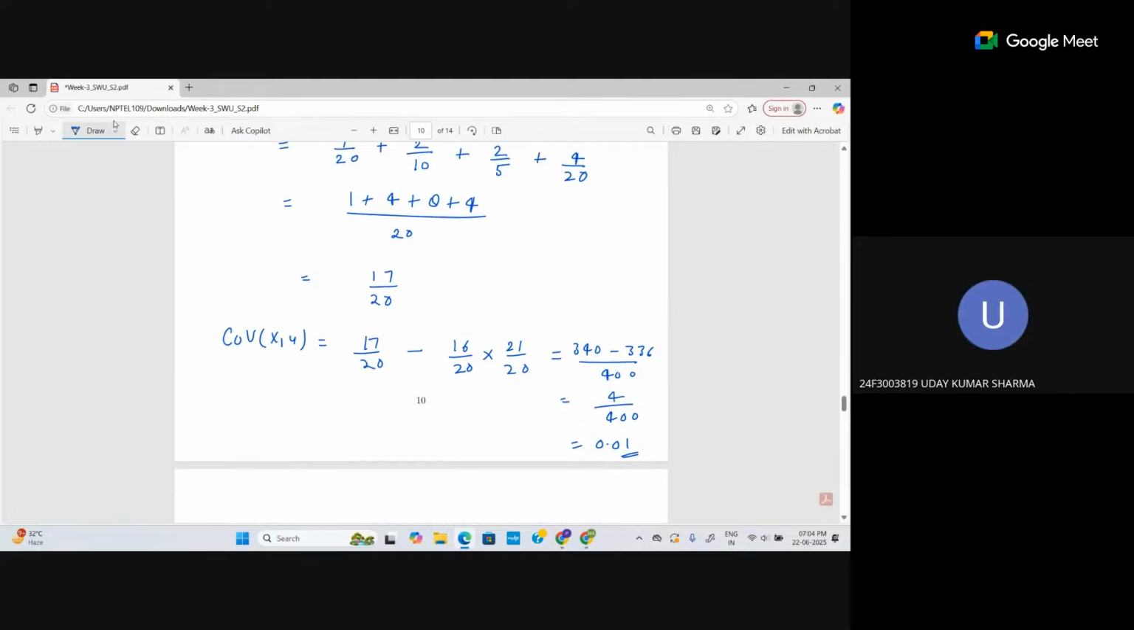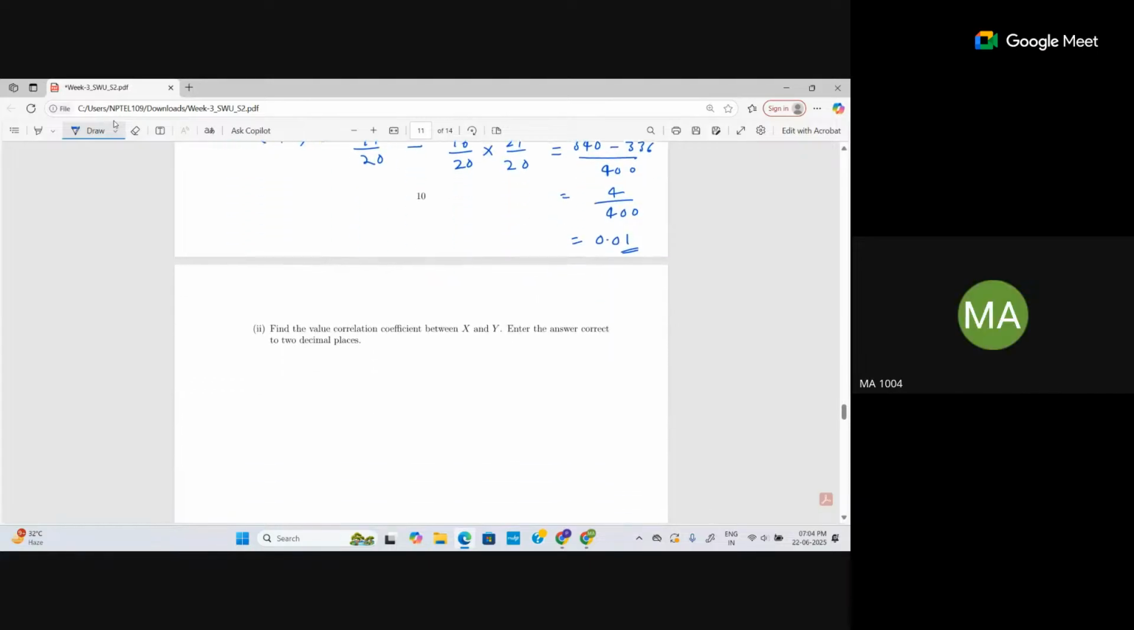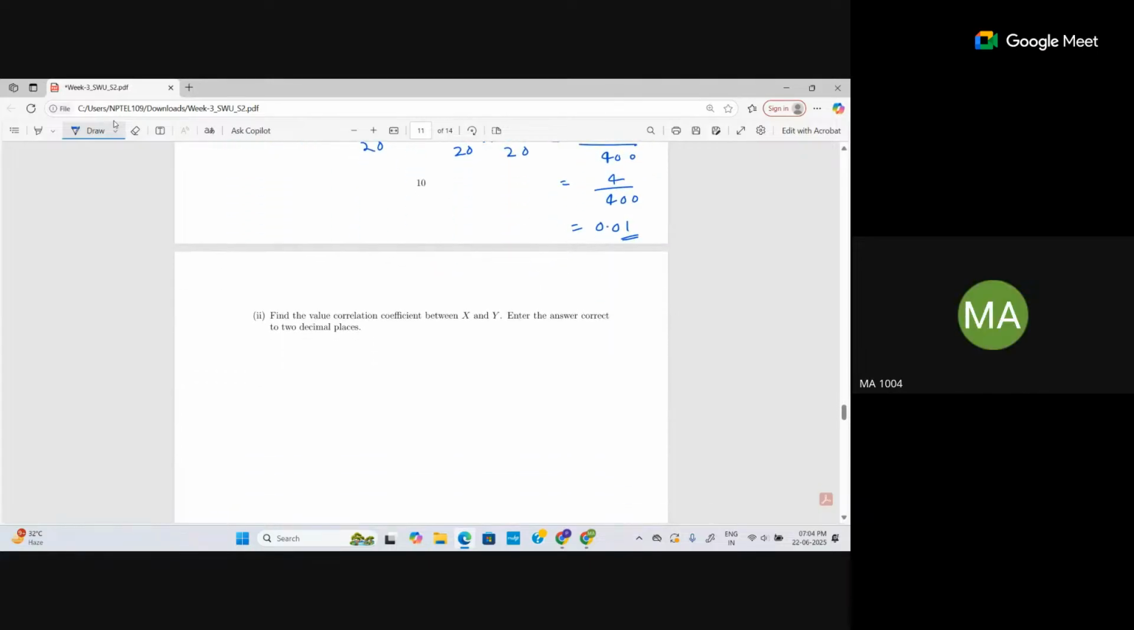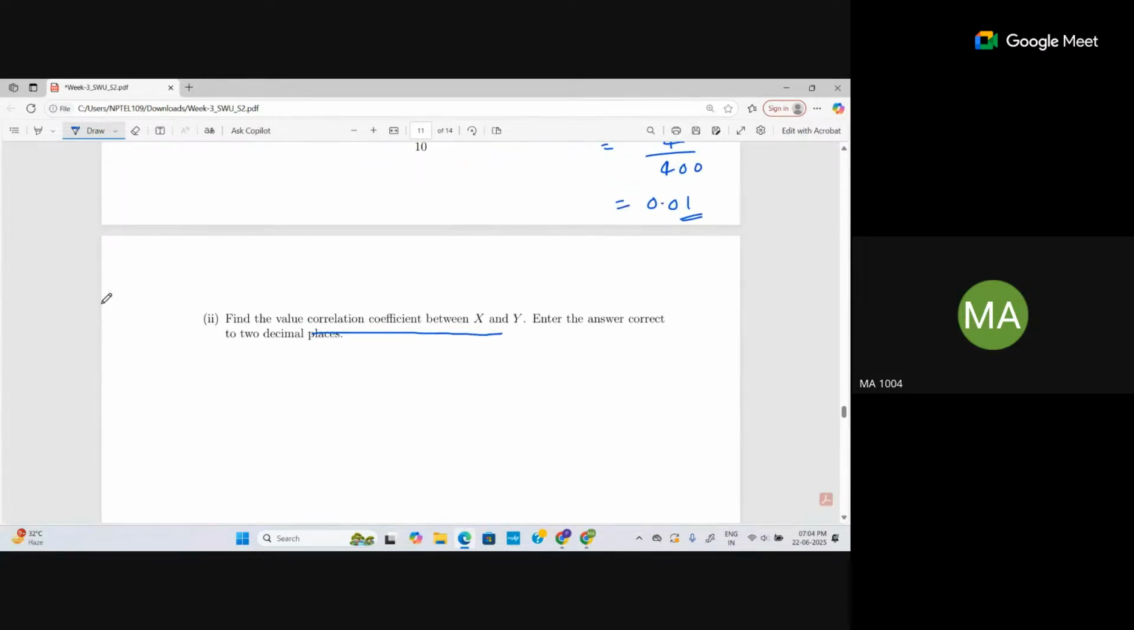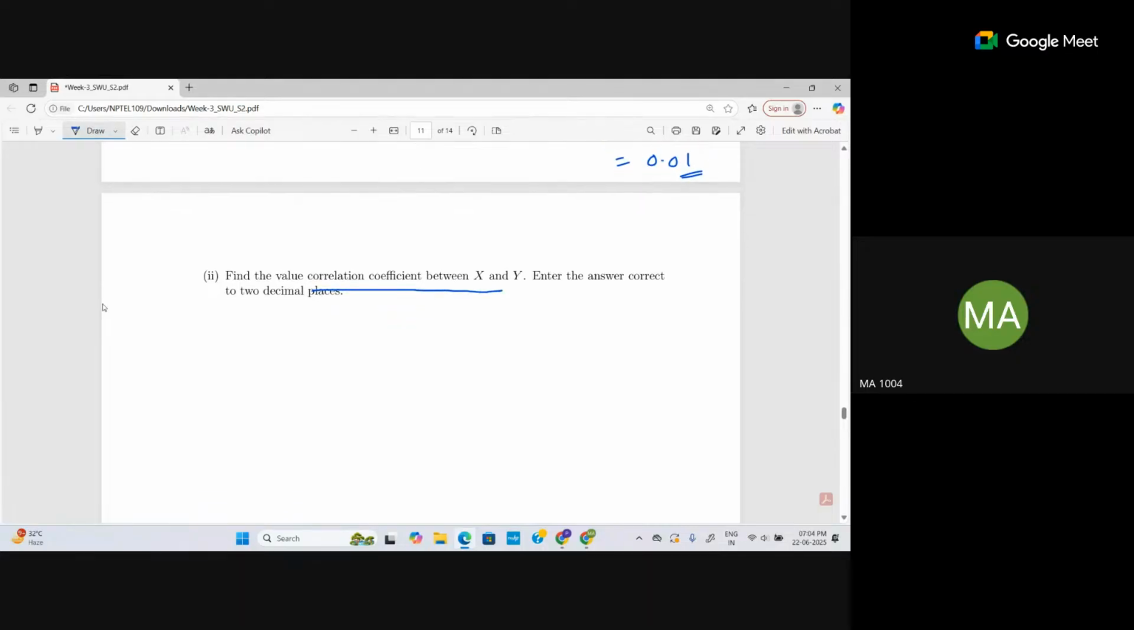Yes, ma'am. Okay, then you have to calculate the correlation coefficient between x and y, the same question. Whenever you have to find the correlation, you need to calculate the covariance and the variance or standard deviation. This is a follow-up question for the same.